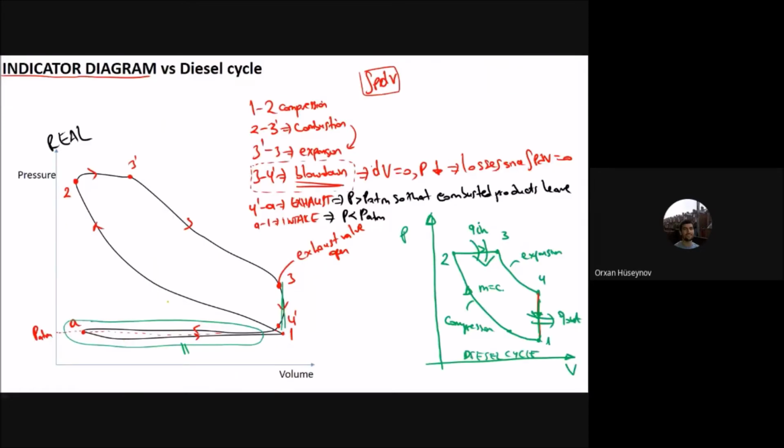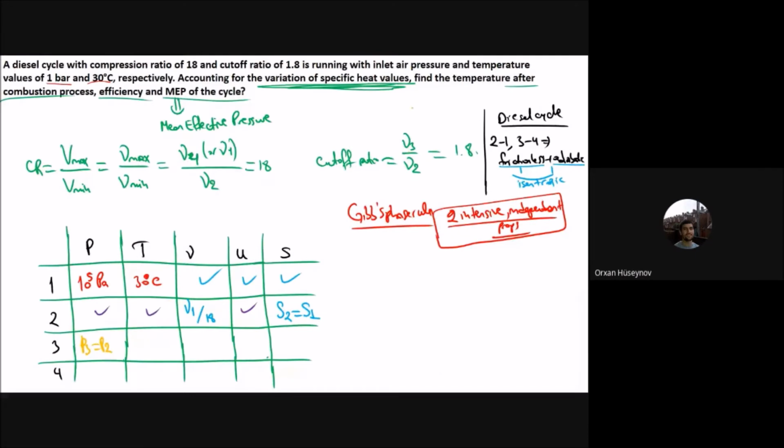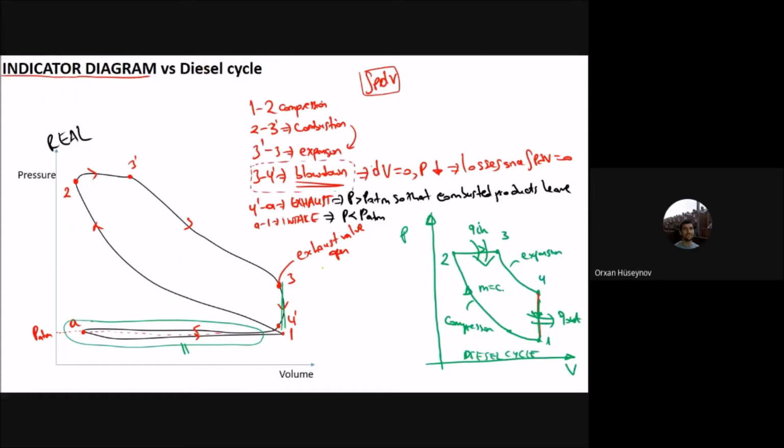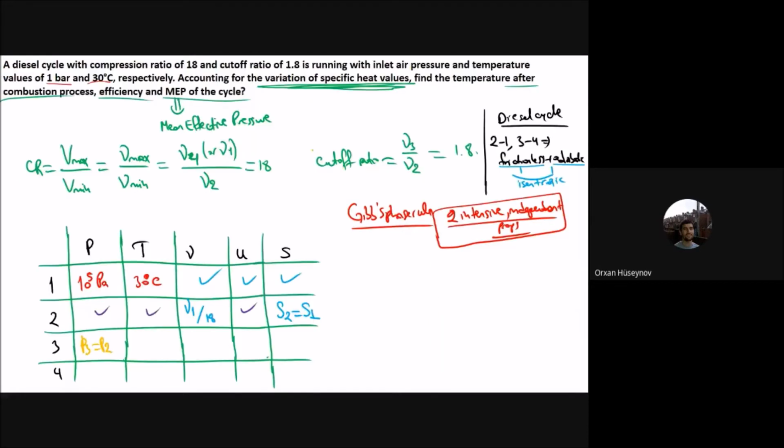Now comes the second value that I need to find any third one. For that, let's have a look here. I know the cutoff ratio, because the nu3 and the nu2 are given in the question. This is the cutoff ratio, and it is given. Therefore, the specific volume at 3 will be equal to 1.8 multiplied by the specific volume at 2. Okay. Therefore, I know 2 intensive independent properties. Any third one, I can find.